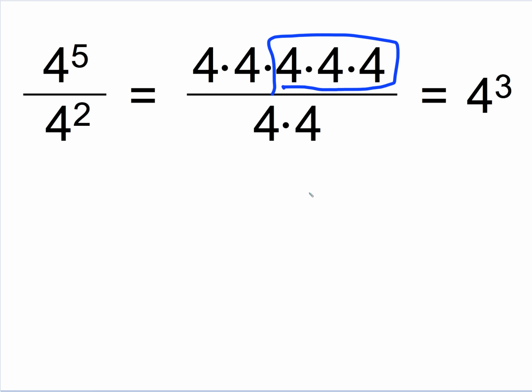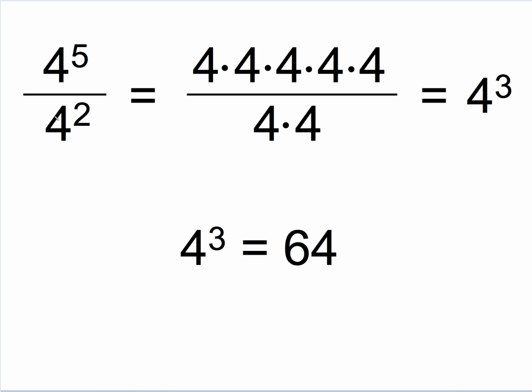Now you're actually not done with this problem yet, because when you have a number with an exponent here, we can still simplify this. So you could type that in your calculator, and 4 to the 3rd power equals 64. That's your final answer.